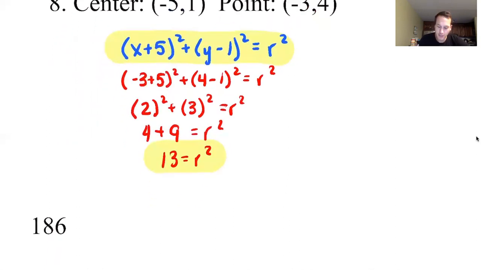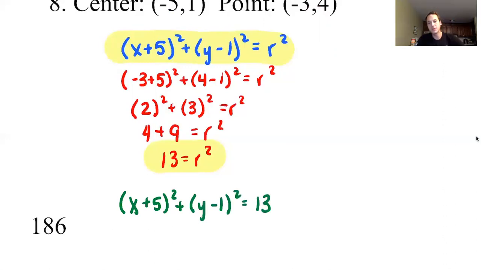I get 13 is equal to r squared, giving me a final answer of x plus 5 squared plus y minus 1 squared is equal to 13. Remember, you don't need to solve for r, but you can if you want. It's radical 13 in this one. And then the last one, it's 2.